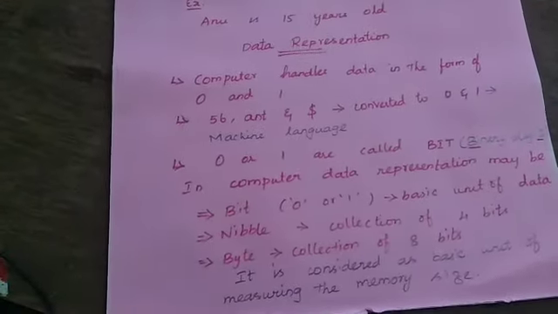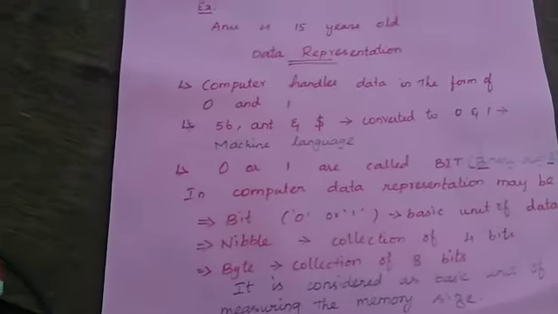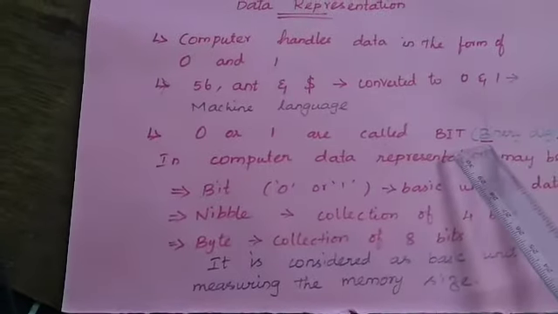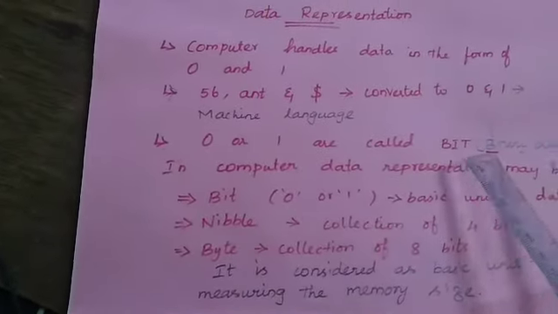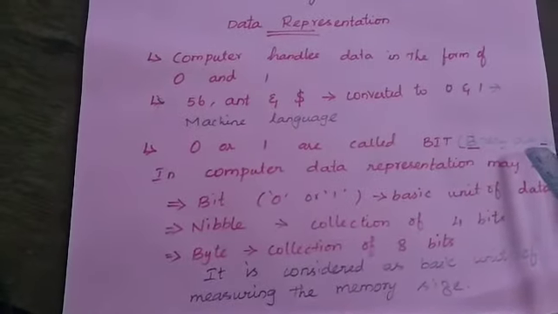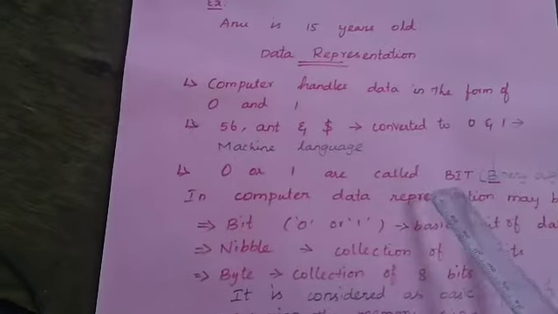Zeros or ones are called binary digit. In a short form, we mention that as a bit. In the binary digit, we take the first two letters BI and from the word digit we take the last letter T. So the short form of binary digit is bit.